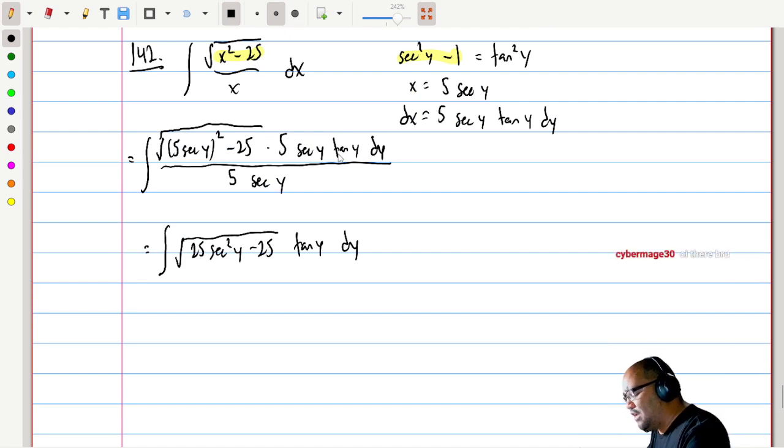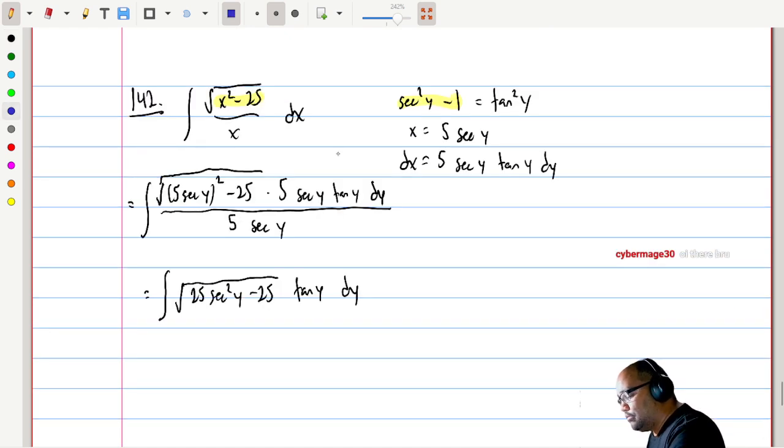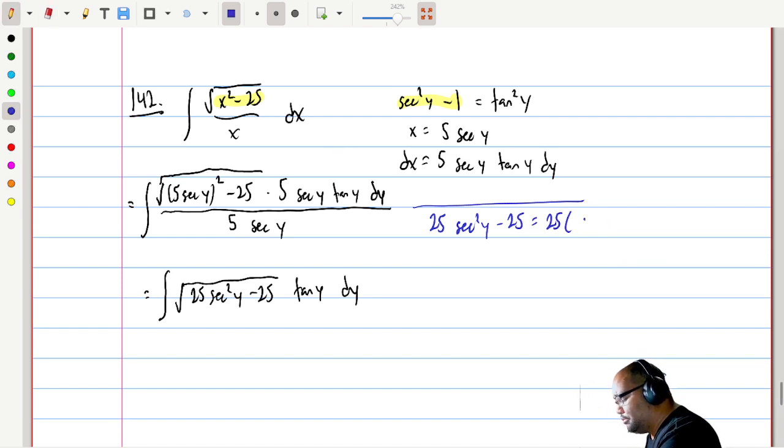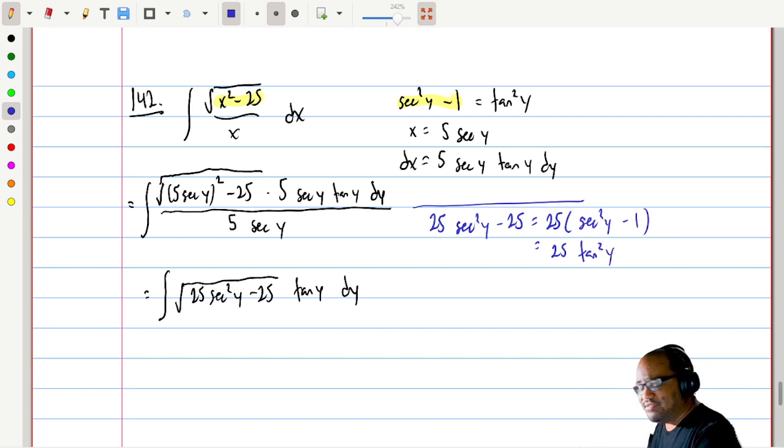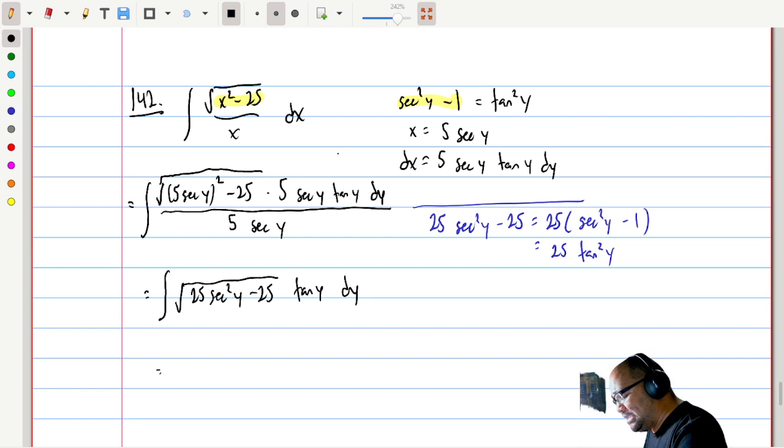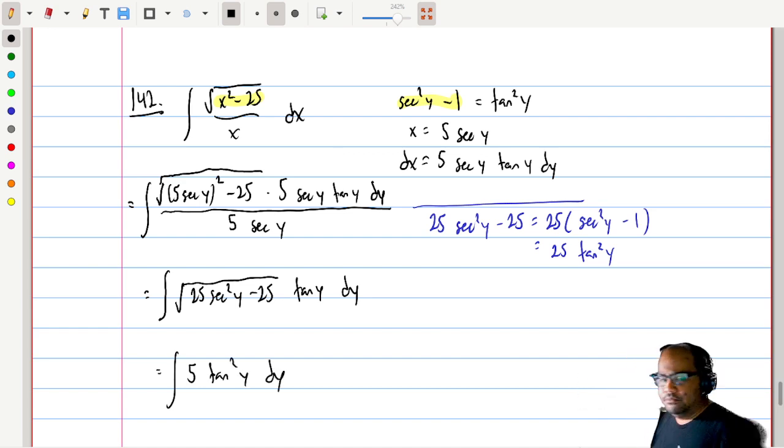And if I factor out 25 out of the square root, notice I have 25 times secant squared y minus 1. And so that's 25 tangent squared y. And when I take square roots, I get 5 tangent y. So bypassing all that, we get the integral of 5 tangent squared y dy.